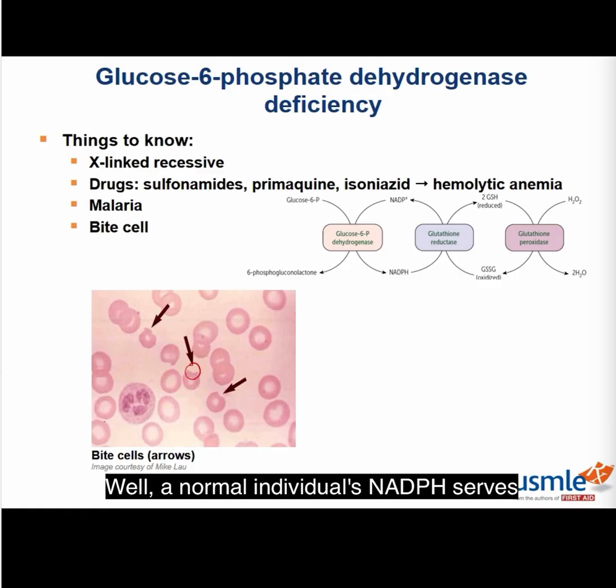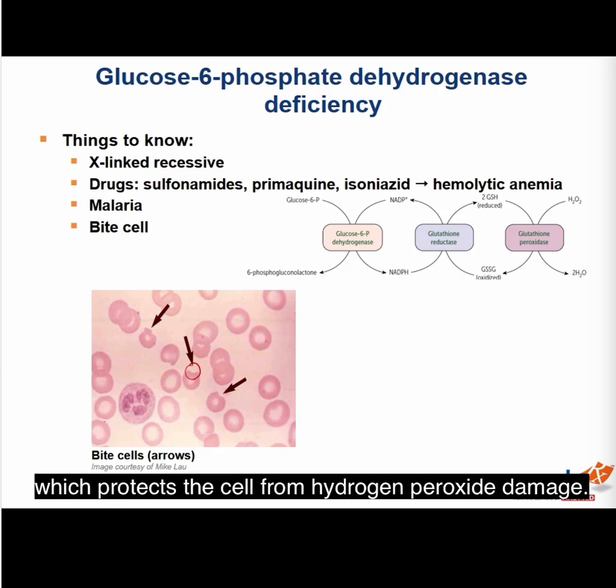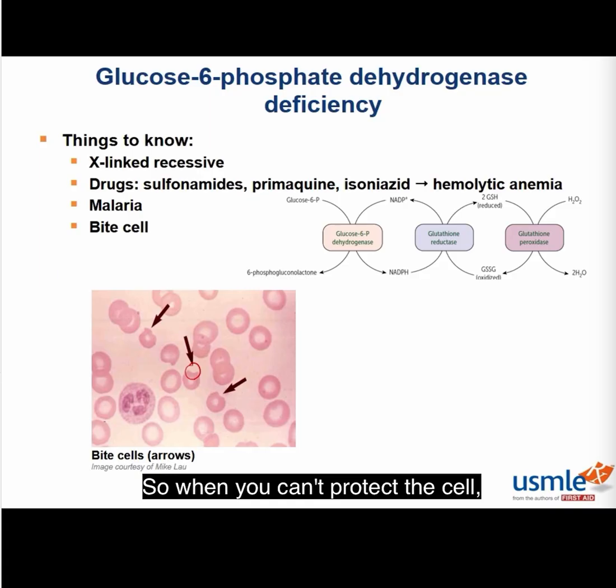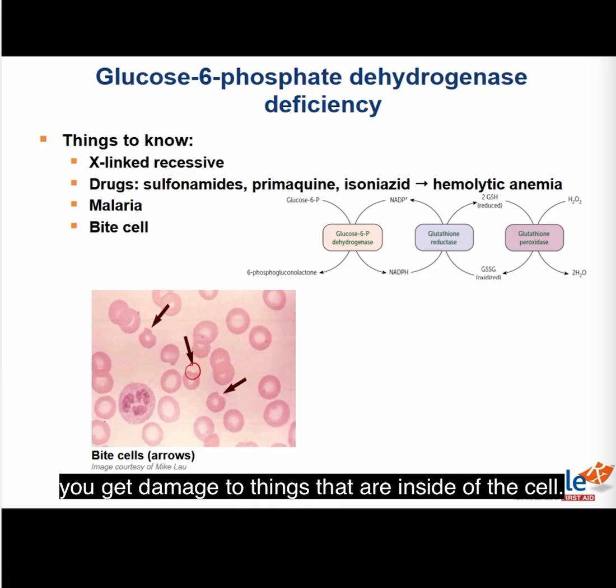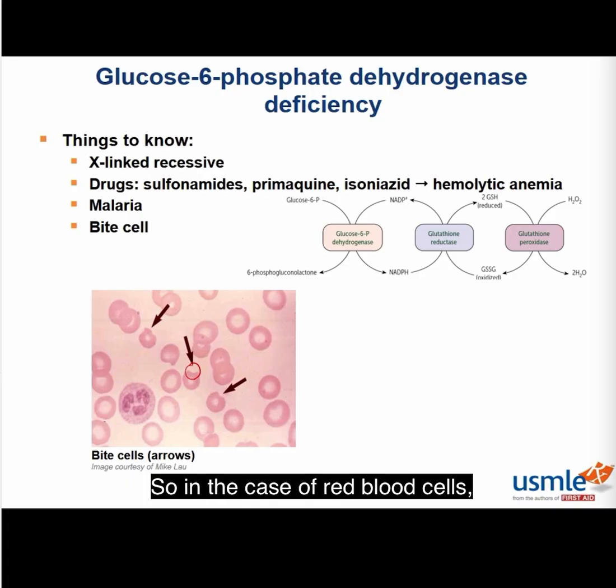Well, in normal individuals, NADPH serves a protective antioxidant role to the red blood cell. If you aren't able to produce NADPH because of a G6PD deficiency, you aren't able to regenerate the reduced form of glutathione, which protects the cell from hydrogen peroxide damage. So when you can't protect the cell, you get damage to things that are inside of the cell. So in the case of red blood cells, what's mainly inside of it? Well, that would be hemoglobin. So you get denatured hemoglobin that precipitates within the cell.